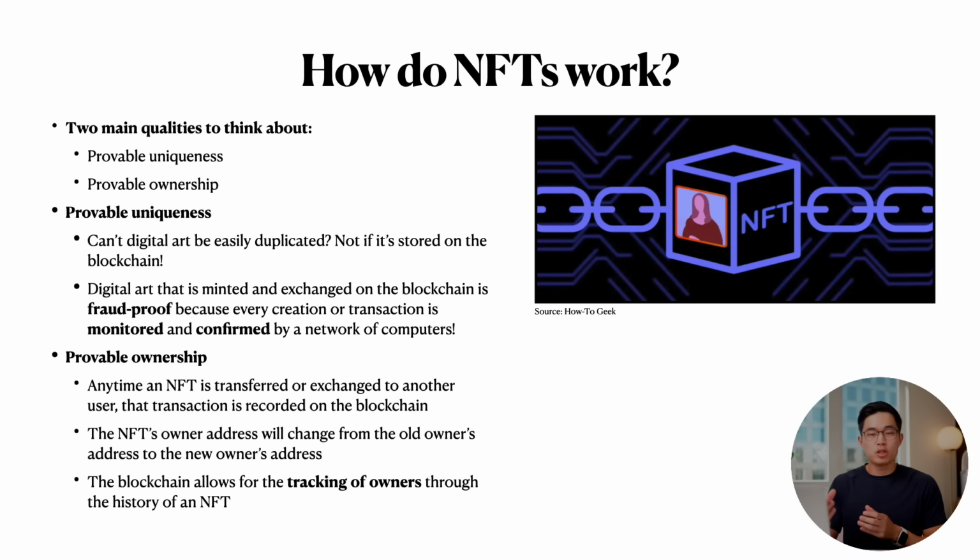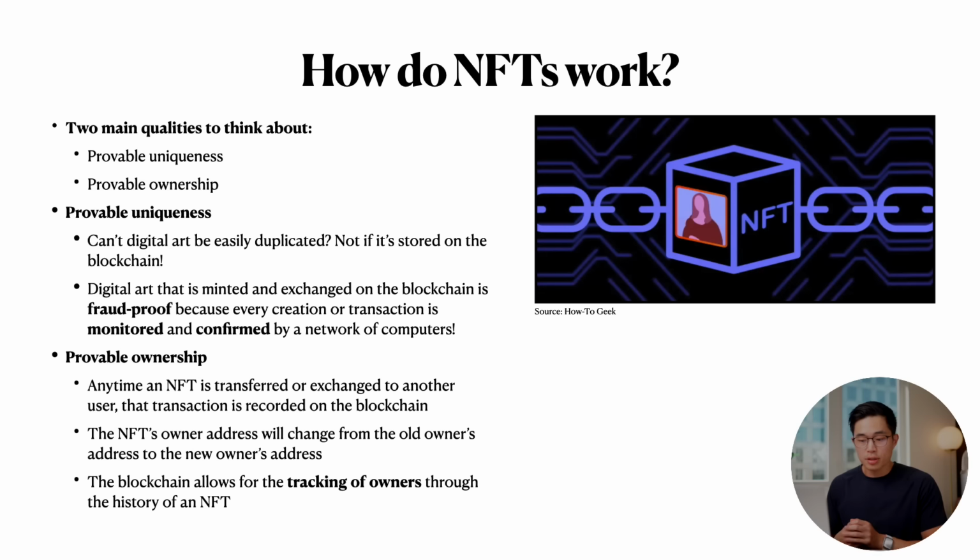Now that we know what fungible and non-fungible mean, as well as what NFTs are, let's get into how NFTs work. There are two main qualities of NFTs to think about: provable uniqueness as well as provable ownership. So what do these qualities actually mean? Provable uniqueness likely answers a question that you've already been having regarding NFTs, and that is, can't digital art be duplicated or copied and pasted really easily? So the short answer to this is yes, you can just duplicate and copy these pictures, right?